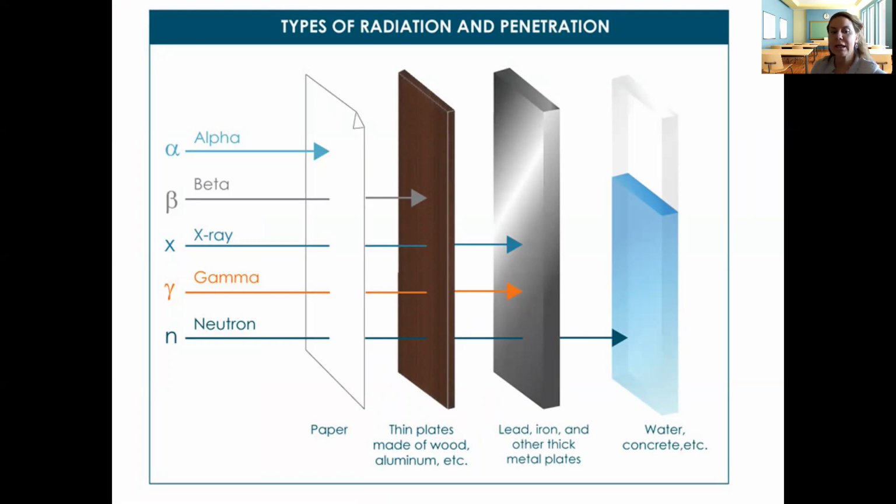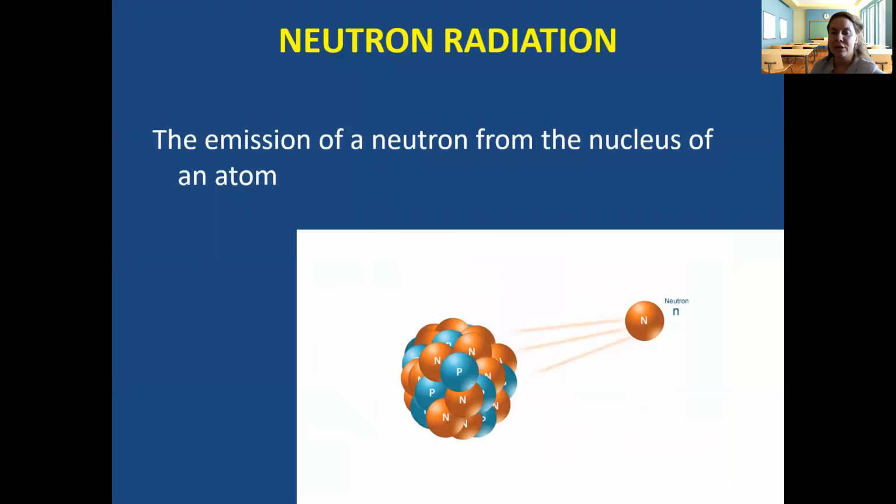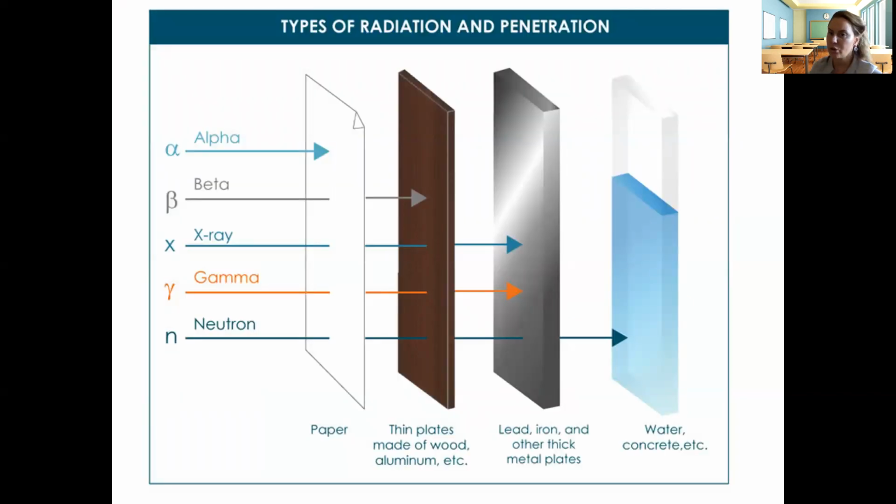Neutron radiation can go through paper, thin plates, lead, iron, and is stopped just by water or materials that look like water in molecular structure. So neutron radiation is the emission of neutrons from the nucleus of the atom, very strong and powerful. If you have heard about neutron bombs, they are very powerful and dangerous. So neutron is stronger than all the others on our slides.